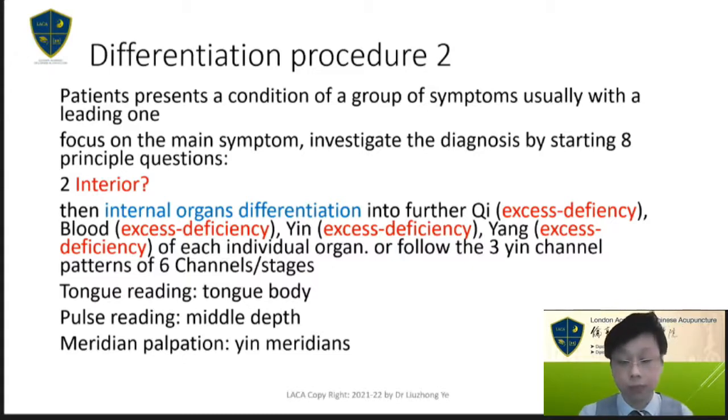differentiation. How to do that is by the symptom inquiry, and then tongue reading to allocate those tongue areas to organs, and pulse reading on the middle level of the pulse, reading through those different types of pulse and organ partitionings. And also then you go to the meridian palpation with all the yin meridians, and then it will gather together into a more in-depth reading about those interior conditions.